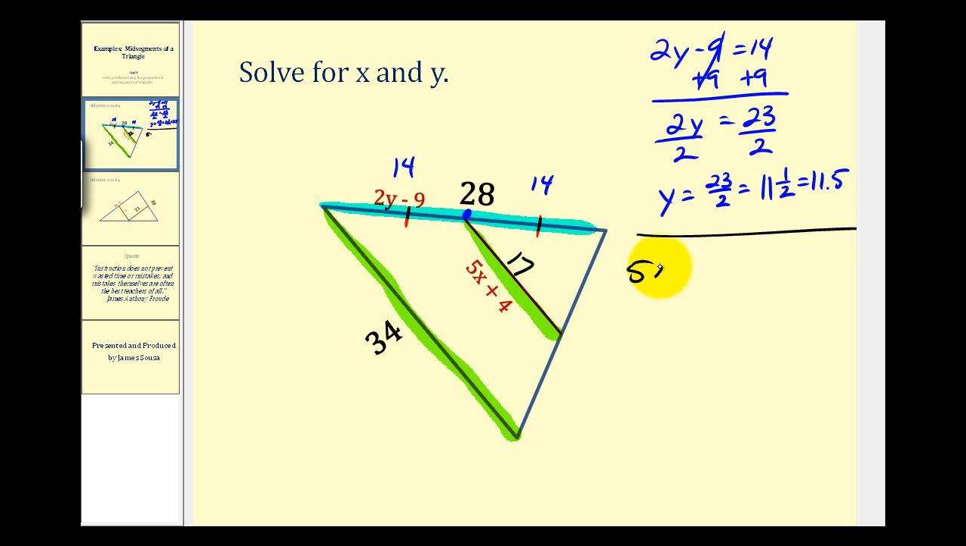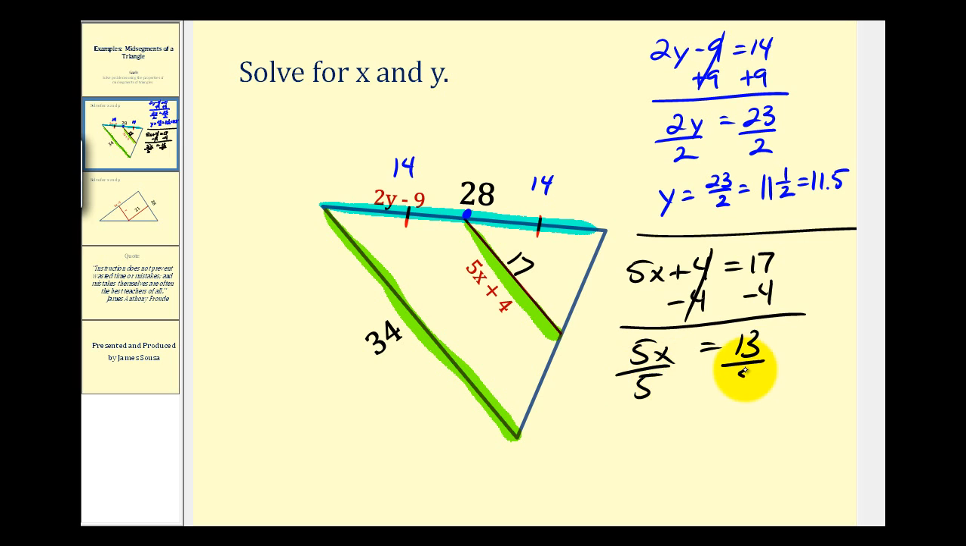5x plus 4 must equal 17. So we'll go ahead and subtract 4 on both sides. This will give us 5x, this is 0. 17 minus 4 is 13. Divide both sides by 5. X equals 13 fifths. Well, there are 2 5's in 13, so 2 and 3 fifths. We can check this. 5 times 2 plus 3 does give us 13. Or as a decimal, this would be 2.6 units.